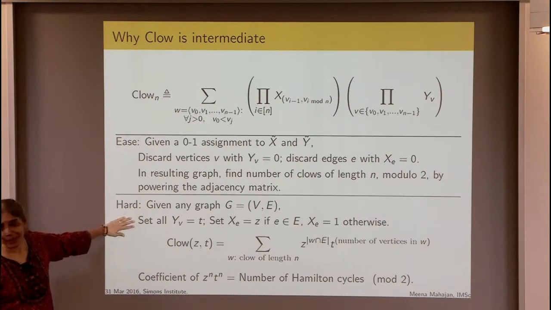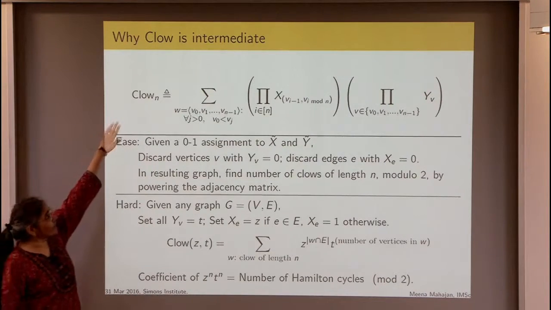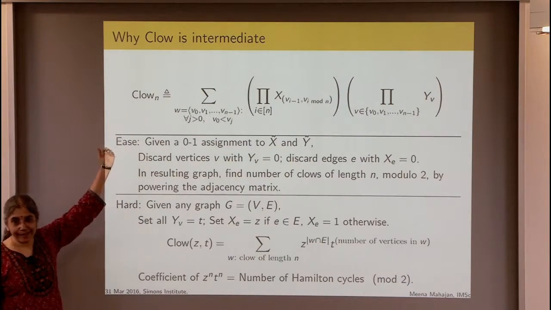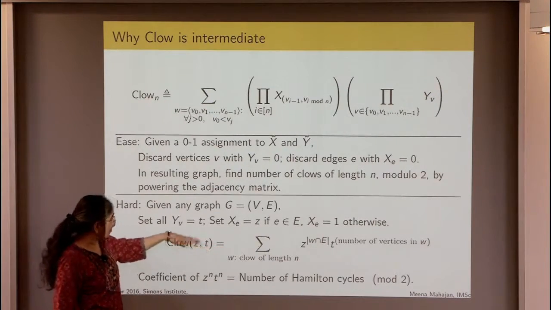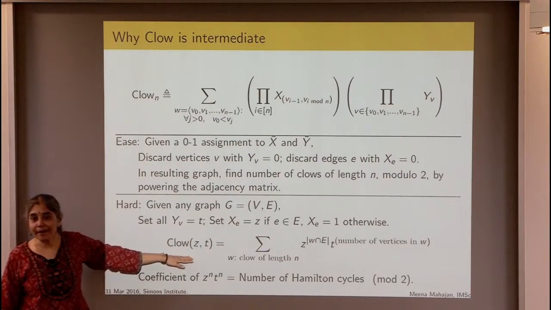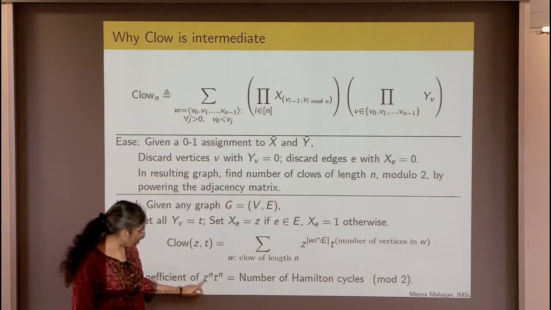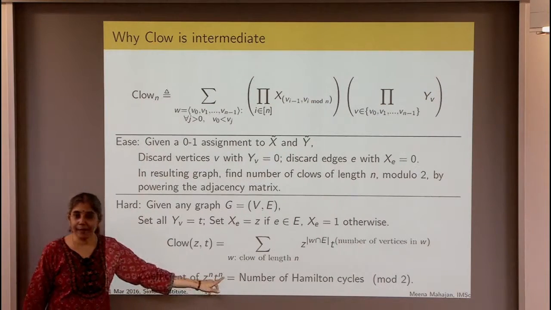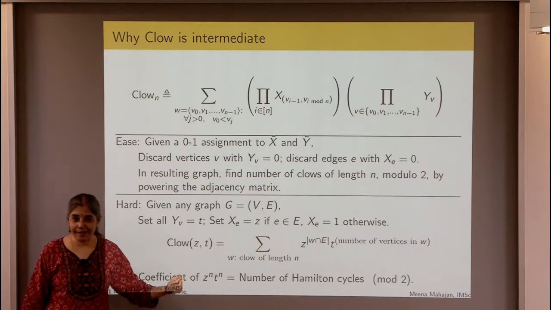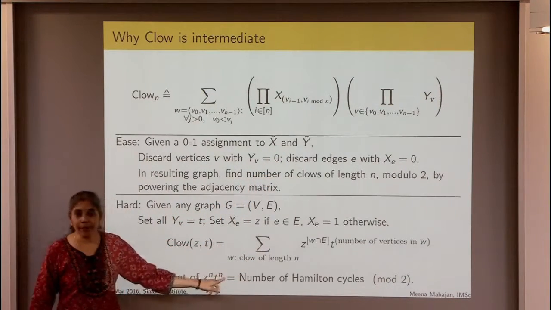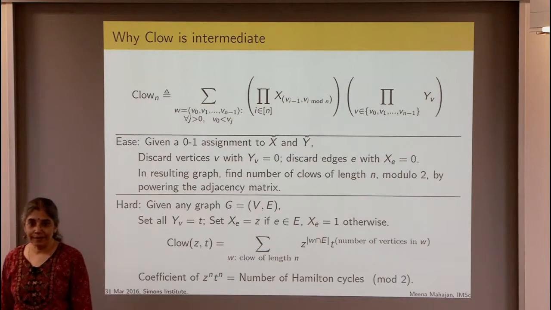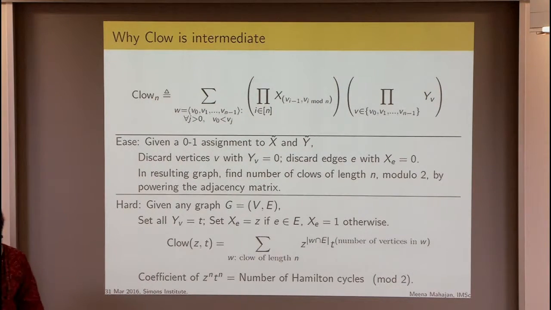So for that, maybe I should look at the hardness part. I want to say that this polynomial actually encodes Hamilton cycles, and for it to encode Hamilton cycles, I'm going to convert this polynomial to a bivariate polynomial. In that bivariate polynomial, the coefficient of z to the n, t to the n is going to be the number of Hamilton cycles. Now, if I throw in y variables with multiplicity, I may get t power n without having a Hamilton cycle. So it's important there.